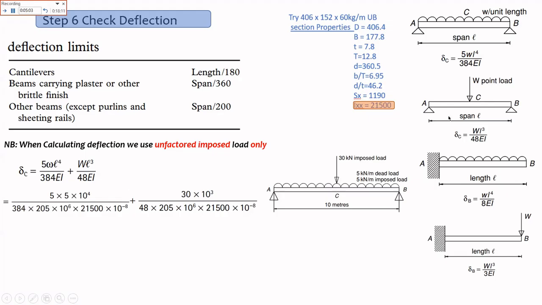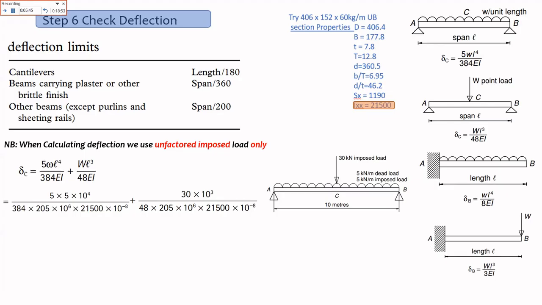The value of I from the steel table was in centimeters raised to power 4, so you have to convert it to meters raised to power 4. That's why we are dividing here by 10 raised to power 8. Okay. Again, for the next formula, our W is 30 kilonewton. Then L cubed is the length, so you multiply 10 raised to power 3 divided by 48 divided by E. Our E was 205 times 10 raised to power 6.